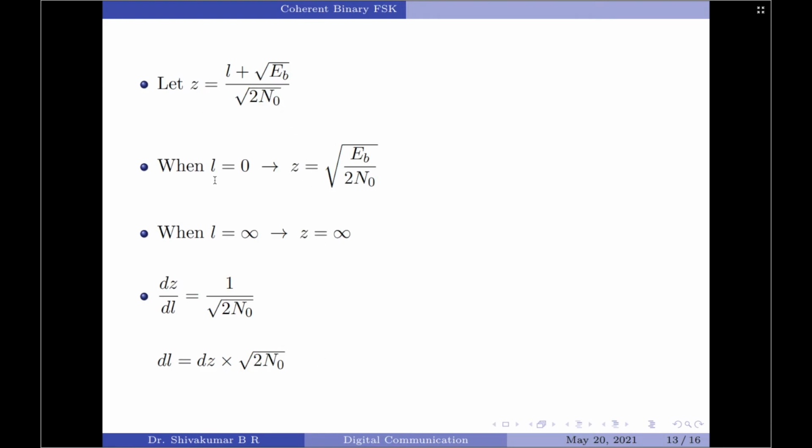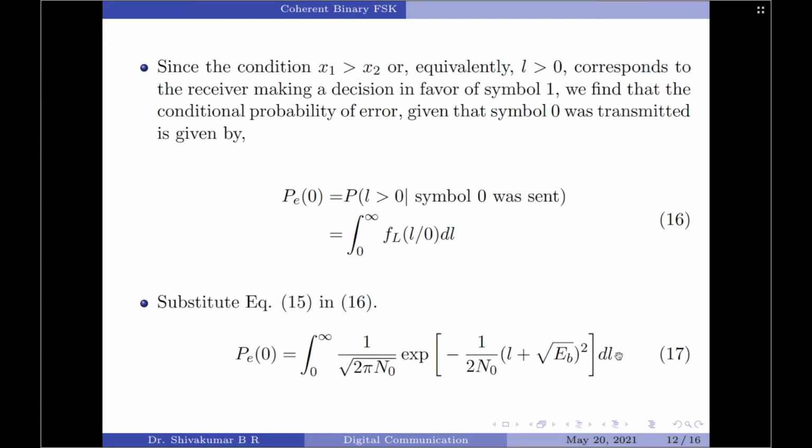the lower limit of L equals 0, we will find Z is equal to square root of EB by 2N naught. The upper limit is infinity previously, so when I substitute that into this equation, I will find Z is equal to infinity. Finally, you should also note we have a component dl.